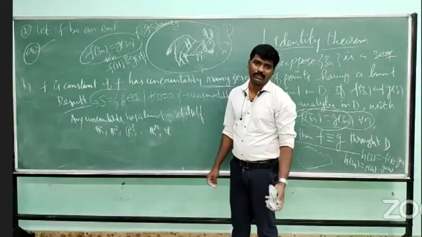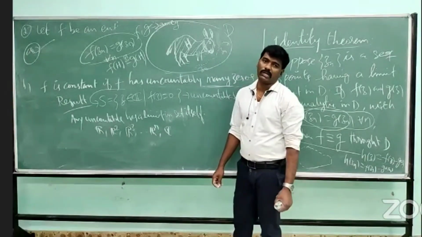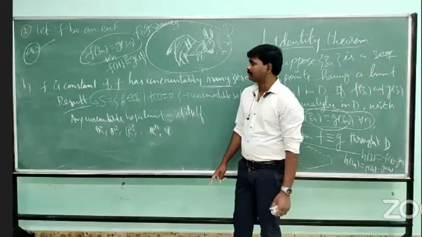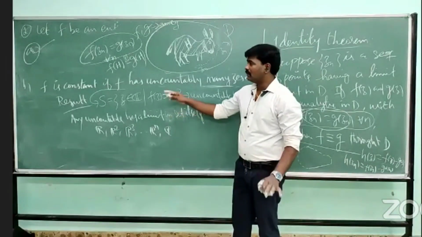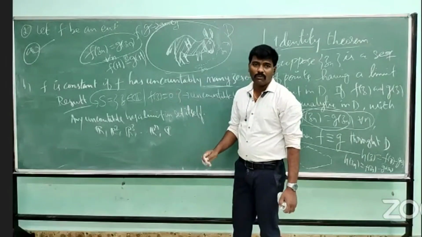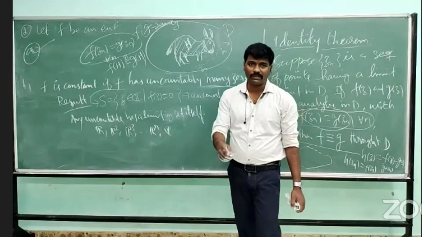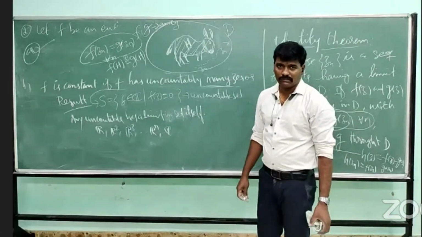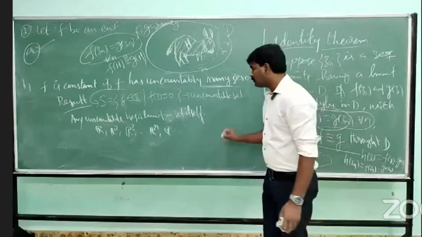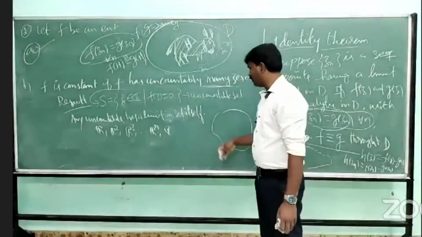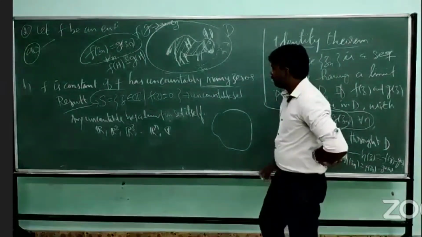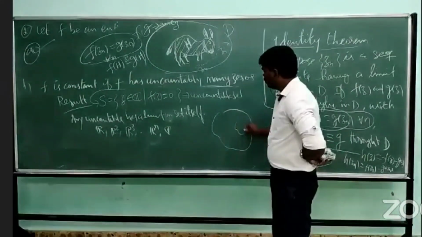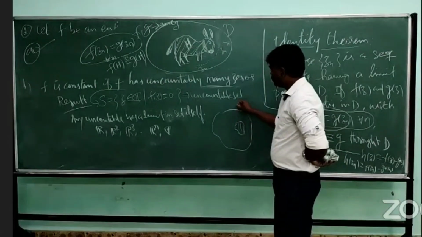Now, what is your conclusion? S has uncountably many points. This is your uncountable set. We don't know which uncountable set. F has uncountably many zeros in D. This is your D.